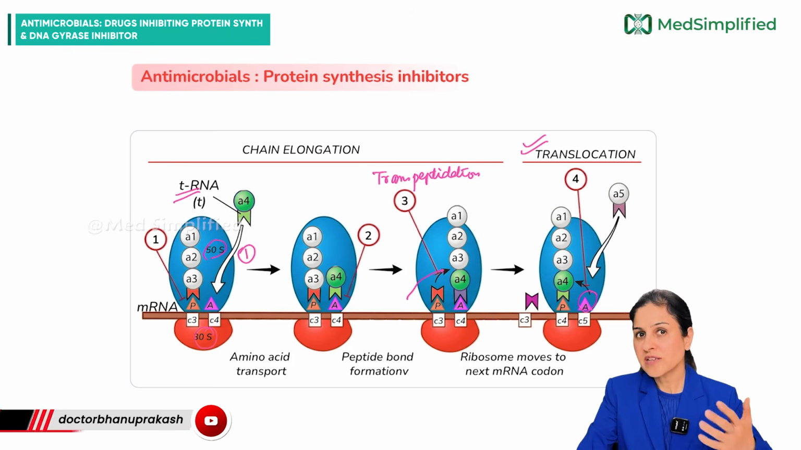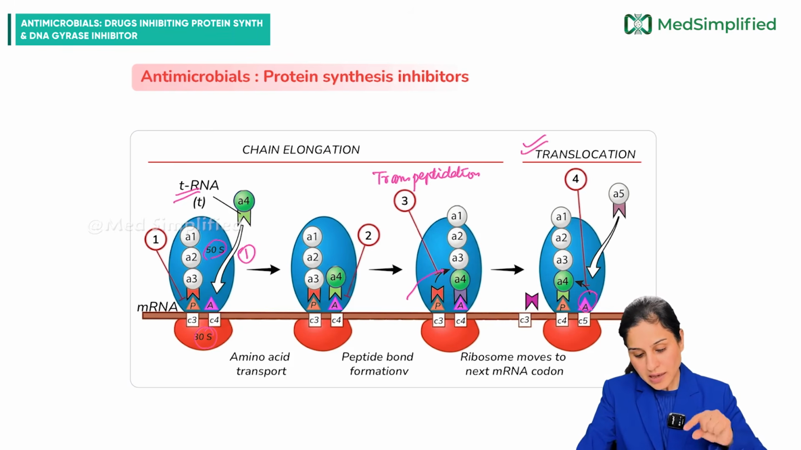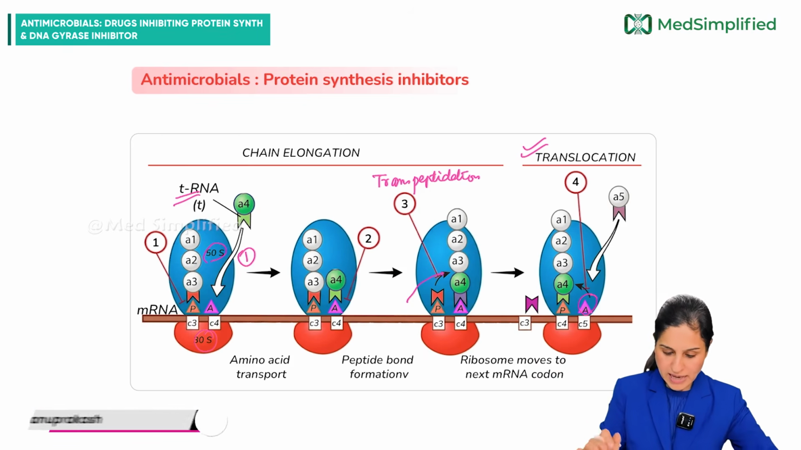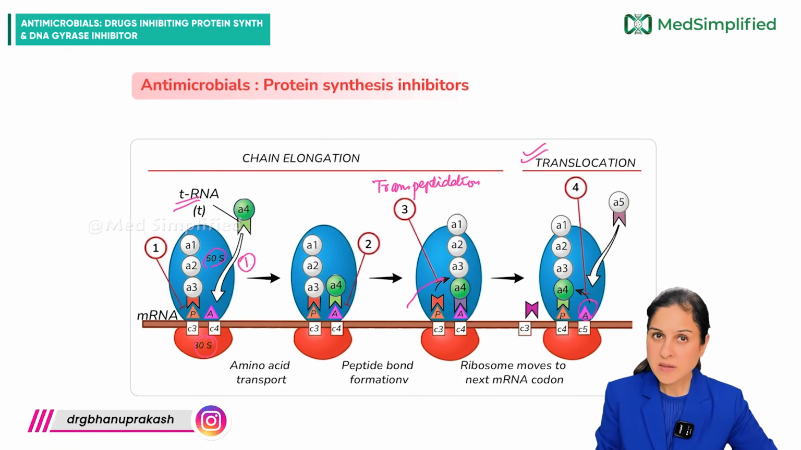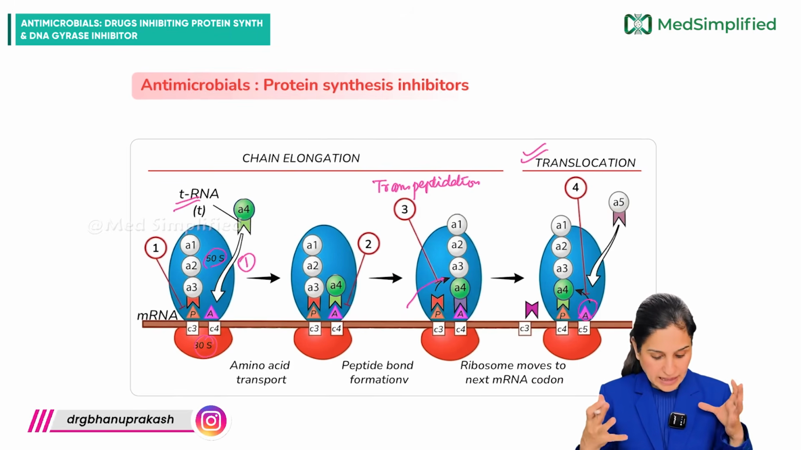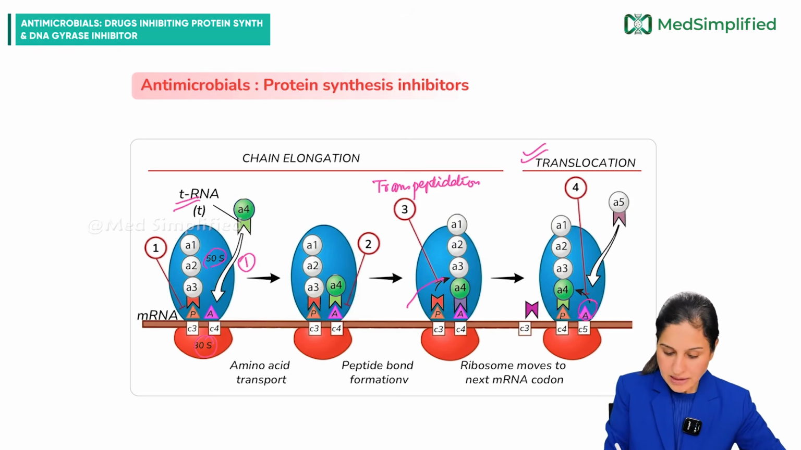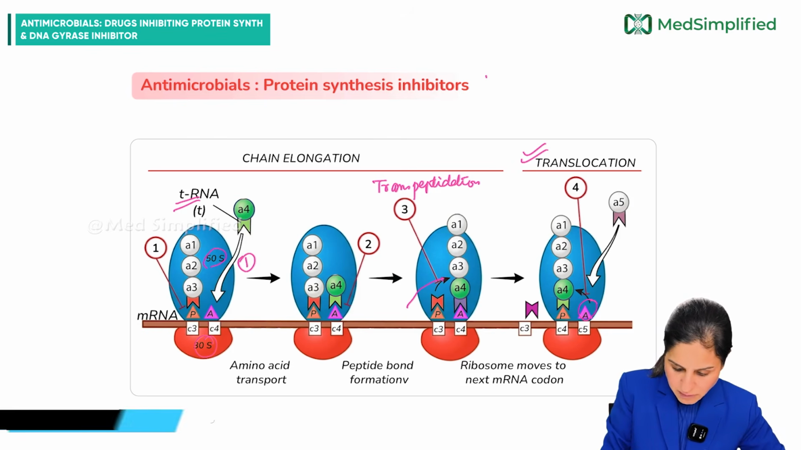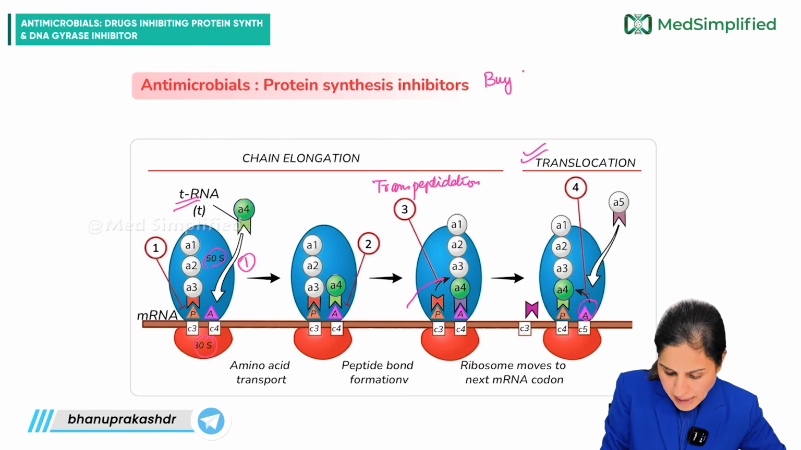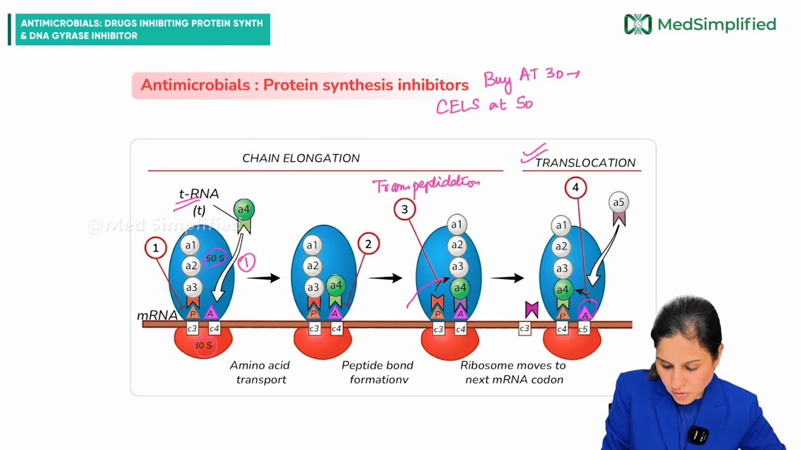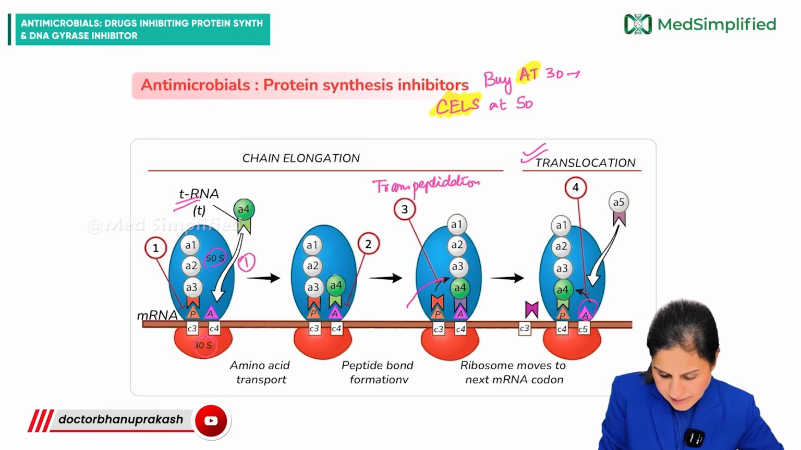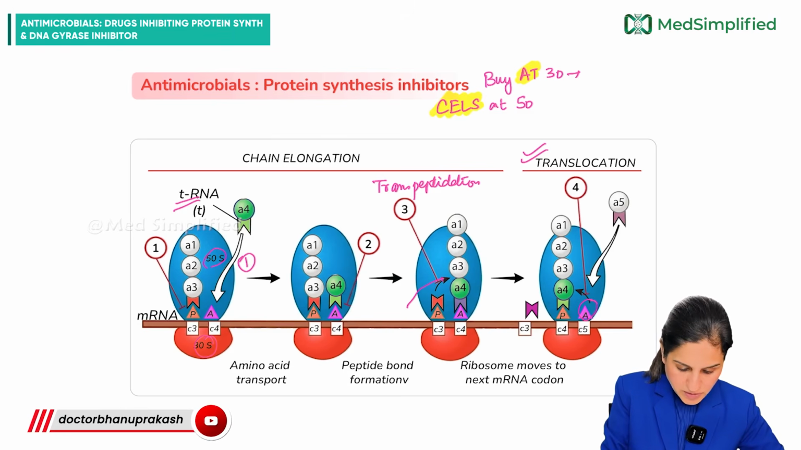So we are going to do the various mechanisms by which the antimicrobial drugs target different steps here. Before that, I told you there are two subunits, 50S and 30S. Now, we are sometimes asked which antimicrobials target the 30S and which target the 50S. So, let's see an easy mnemonic for this. The mnemonic to remember is: buy at 30 and sells at 50. Here you just remember the uppercase alphabets, and we are going to then remember the drugs from there.